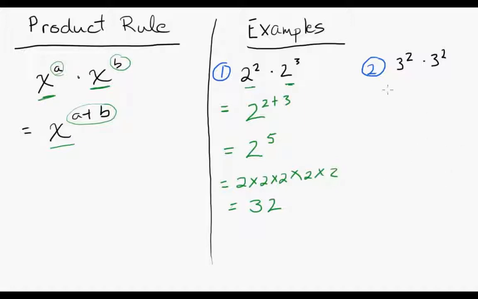We have 3 squared times 3 squared. So, same base is 3, and we're going to add those exponents, 2 plus 2. 2 plus 2 is 4, so we have 3 times 3 times 3 times 3. 3 times 3 is 9, times 3 is 27, times 3 is 81.